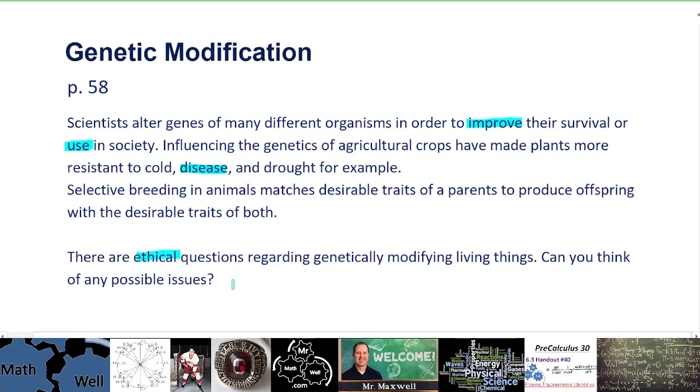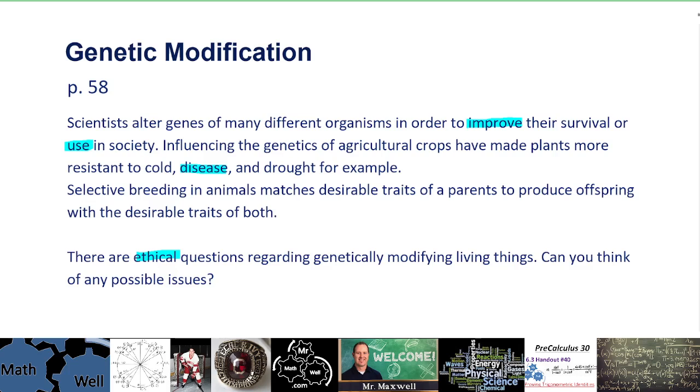Can you think of any possible issues? Okay, so let's pause and just discuss for a moment what possible issues might arise in this sort of process. Okay? Yep. Like you said, with selective breeding, you might just have two things that don't... Okay, so not getting the desirable traits that you want to end up with is a real possibility.